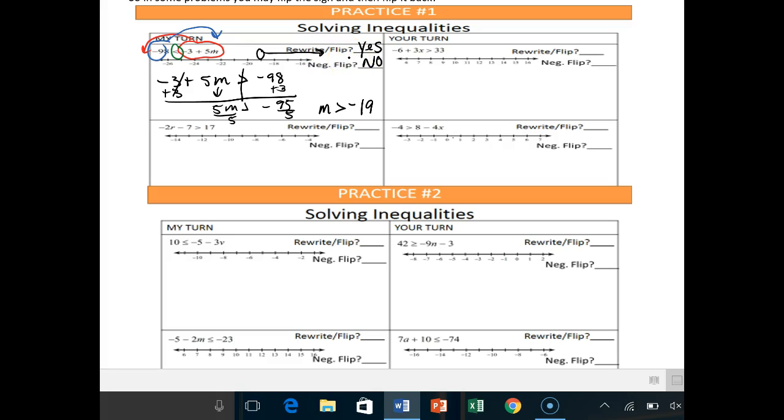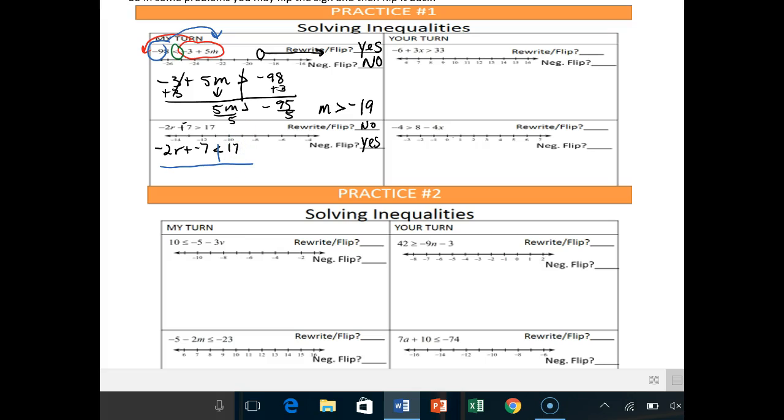All right, let's try another one. Do I need a rewrite flip? Is my variable on the right-hand side? No, it's on the left, so no to that. Do I need a negative flip? Is my variable attached to a number that is negative? Yes, it is. So I will have to flip the sign. So I'll write this right away. Negative 2r plus negative 7, flip the sign, 17. Now I can just go to work. I don't have to worry about flipping the sign in the end.